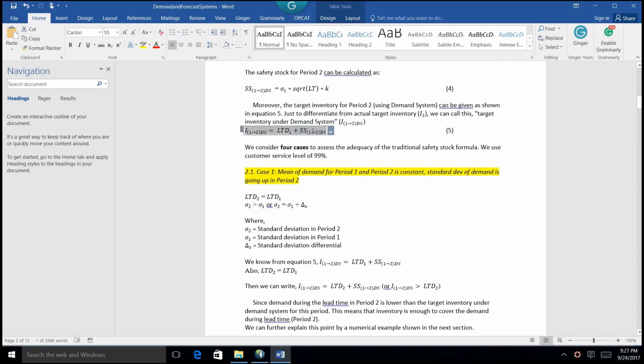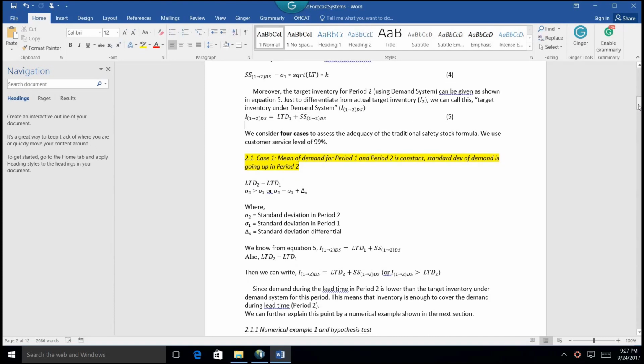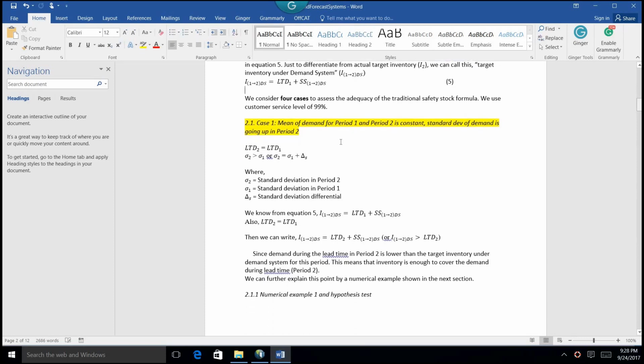Then you can write the total inventory formula as well, 1 arrow 2 demand system, and the safety stock formula here as well. So let's move on to discuss 4 cases. In case number 1, mean of demand for period 1 and period 2 is constant. Standard deviation of demand is going up in period 2. In other words, there is no trend in the data, so data is stationary in period 1 and period 2. Only thing is the standard deviation of demand is going up in period 2, meaning that you have more demand fluctuation in period 2 than period 1.